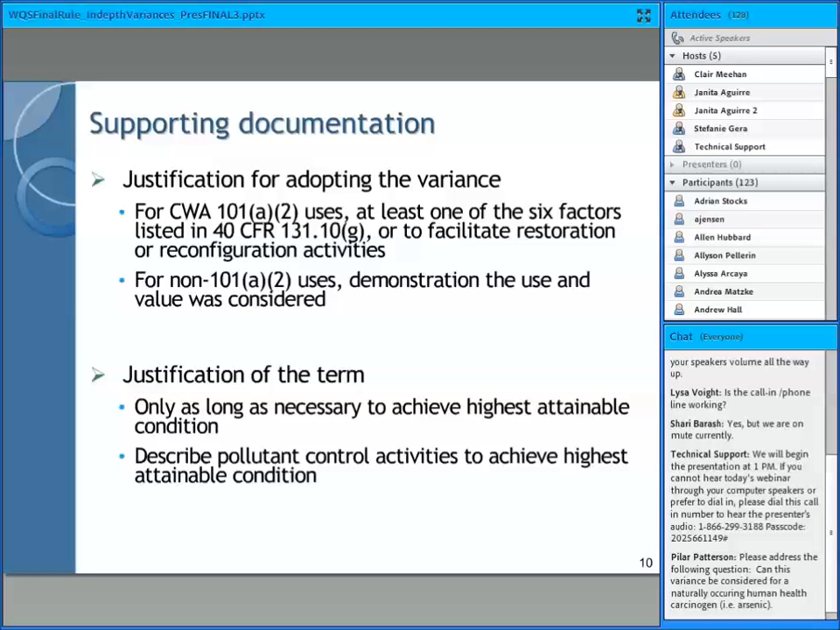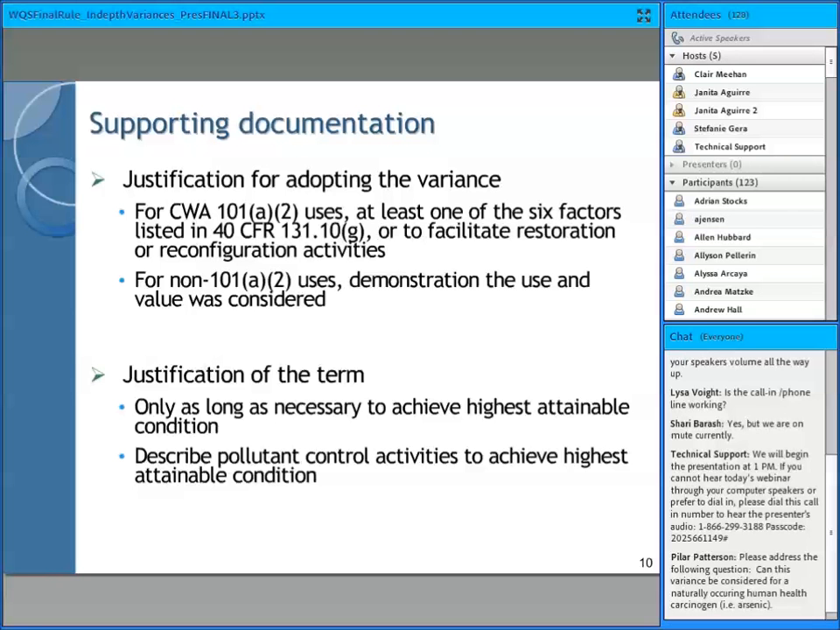Similarly, a state or tribe may adopt a variance that addresses a 101(a)(2) use and criteria only after demonstrating the use and criteria are not attainable during the term of the variance due to at least one of the 6 factors specified in 131.10(g), as well as an additional factor only for variances that allow a temporary lowering of water quality to remove a dam or perform a significant wetland, lake, or stream restoration activity.